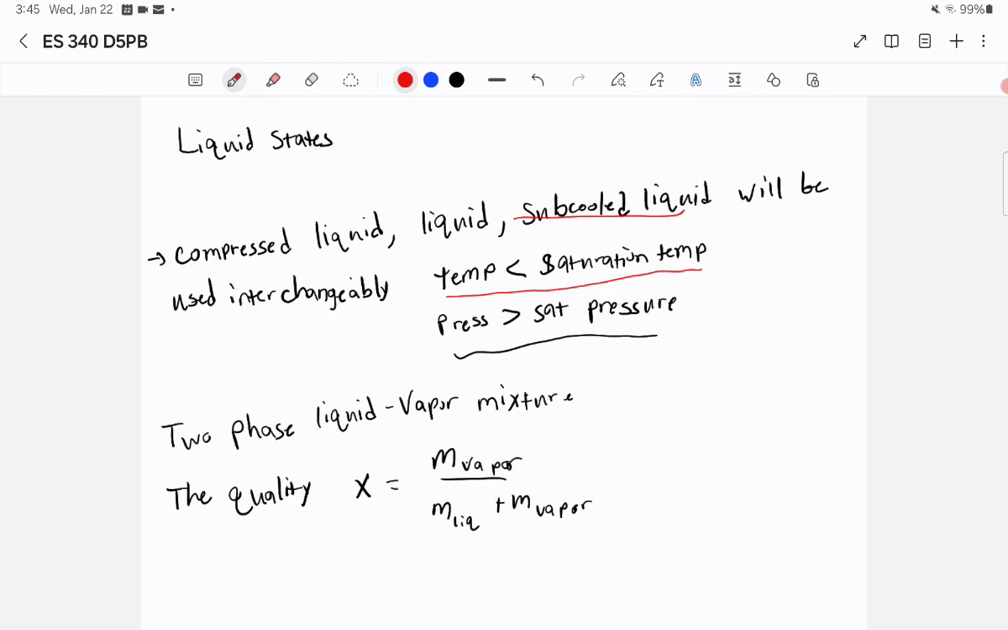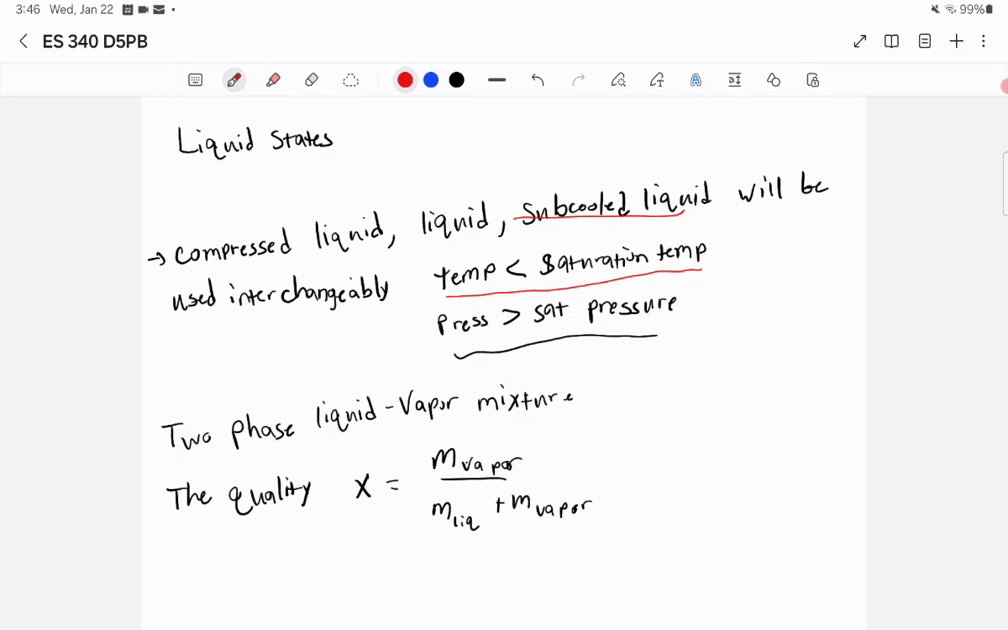Okay, so then we also have the two-phase liquid vapor mixture. So that was that middle part of that plot that we showed last time, the PV plot or the TV plot, either of those two. But in this case, in that central region, we have a mixture of both liquid and vapor. No solid in that case. At the triple point, you can have a mixture of all three, but most of the time, we're not going to deal with the triple point.